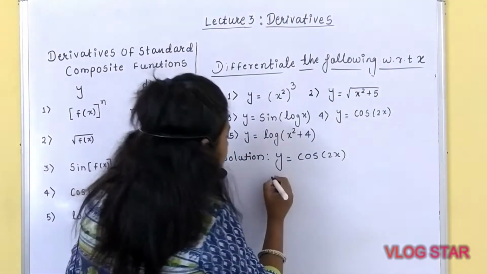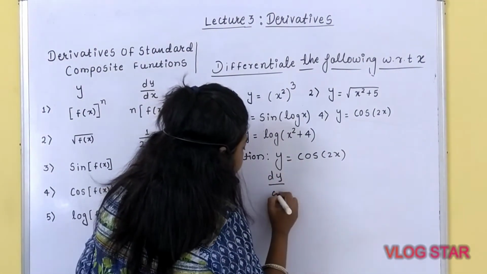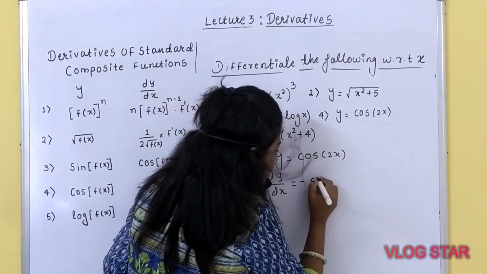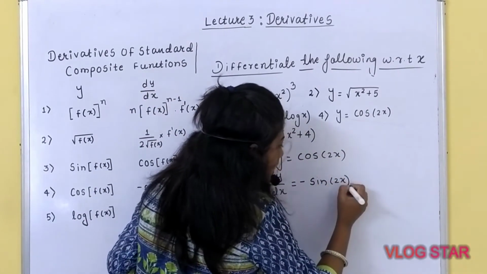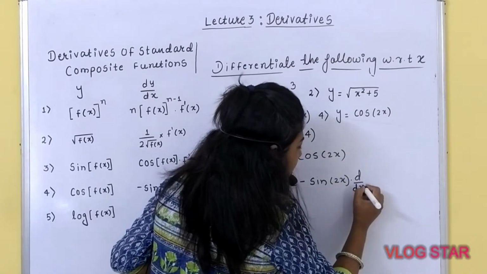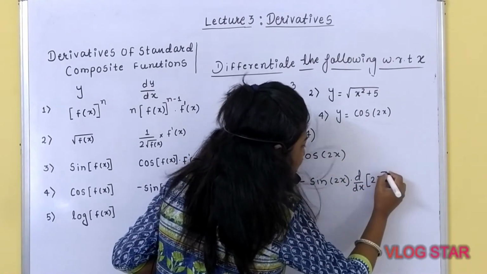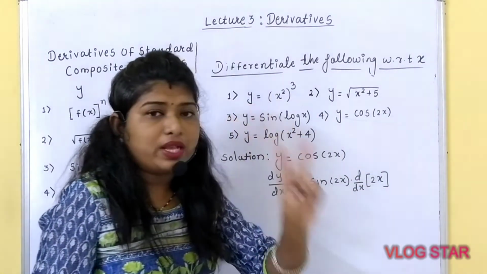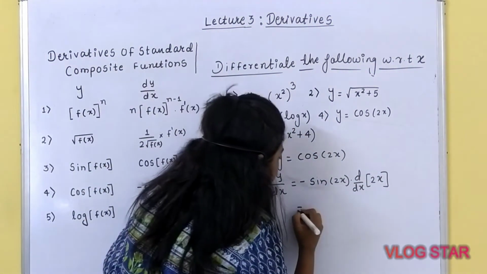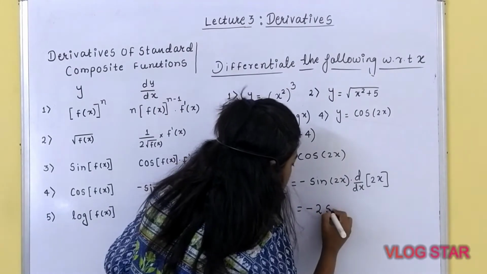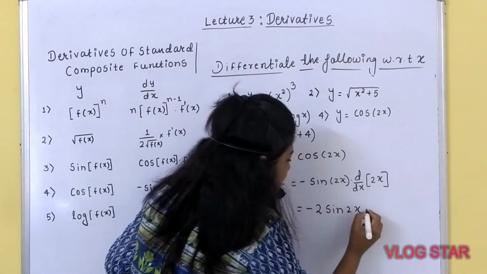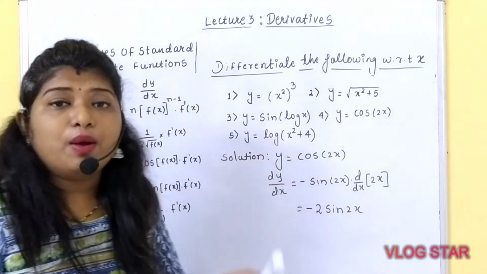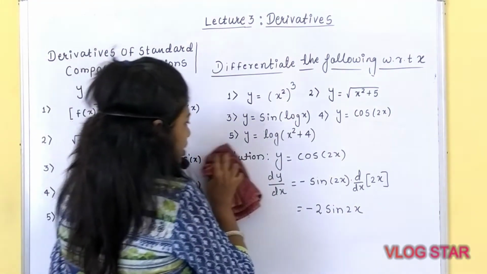So similarly, dy by dx is equal to minus sine 2x into the derivative of f of x. f of x in this case is 2x. So the derivative of 2x is always equal to 2. So the final answer is minus 2 sine 2x. I hope you have understood how to apply composite function in the question.